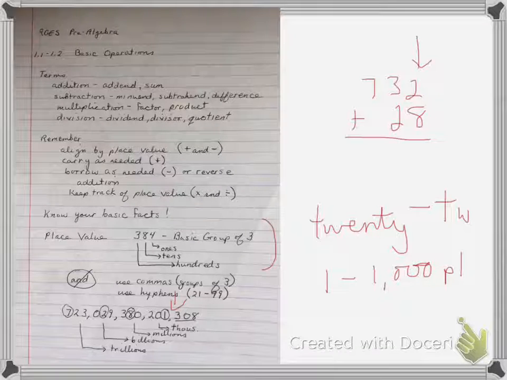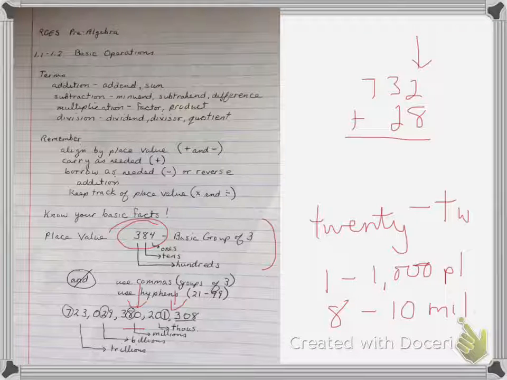The 8 is in what place value? Well, we're in the major grouping of the millions, but now we're not in the ones of that group. Going back to our basic group here, we're in the tens place of that group. So we're in the 10 millions place. And hopefully you've done this before and you understand how this works.